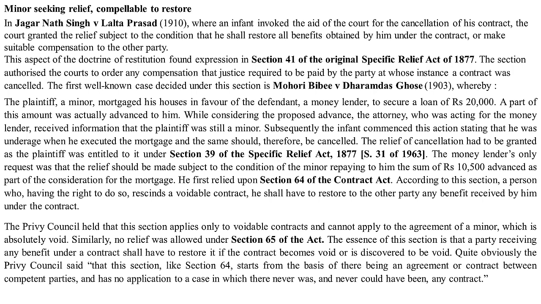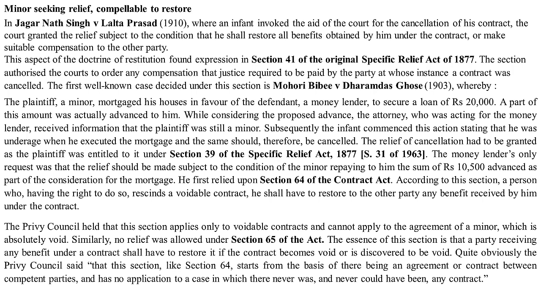So he first relied upon section 64 of the Indian Contract Act, according to which a person who, having the right to do so, rescinds a voidable contract, shall have to restore to the other party any benefit received by him under the contract. On that note, the Privy Council held that this section applies only to voidable contracts and cannot apply to the agreement of a minor which is absolutely void.